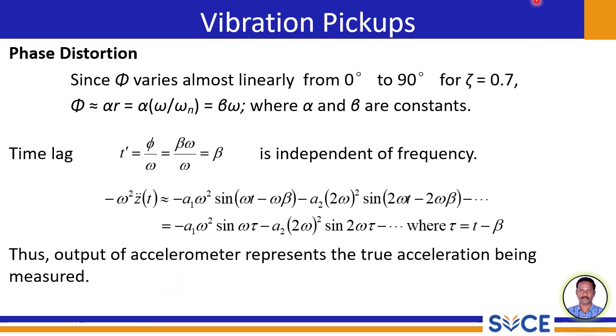In conclusion, by designing the accelerometer with a damping ratio around 0.7 and operating within the frequency range where the phase shift is approximately linear with the frequency, we can ensure that all frequency components are delayed by roughly the same amount of time. In this scenario, the output of the accelerometer represents the acceleration being measured, just with a consistent time delay, thus minimizing phase distortion of the waveform.